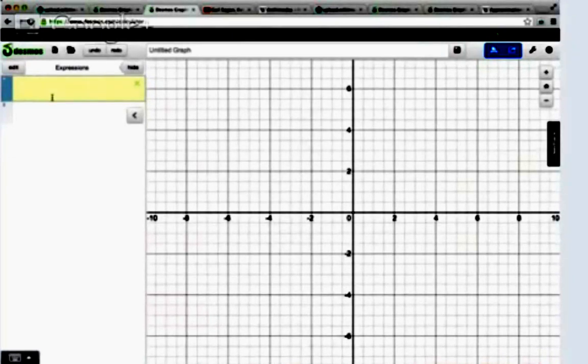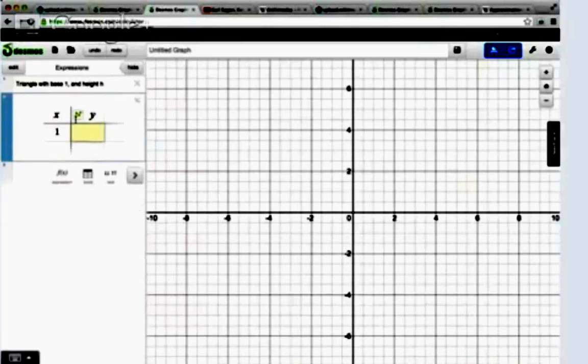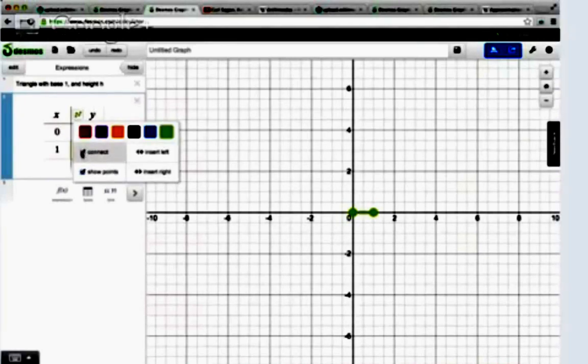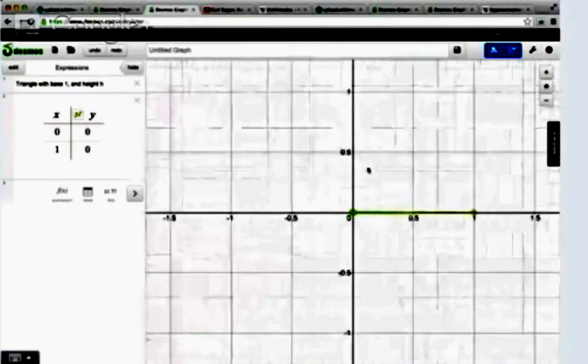All right. So the first thing I'm going to do is go ahead and draw a triangle with base 1 and height h. And again, tables are actually the easiest way, I think, to draw polygons. So we're going to go from 0, 0 to 1, 0. And I'm going to go ahead and connect these points here, and we'll zoom in so that this fills up most of our screen.